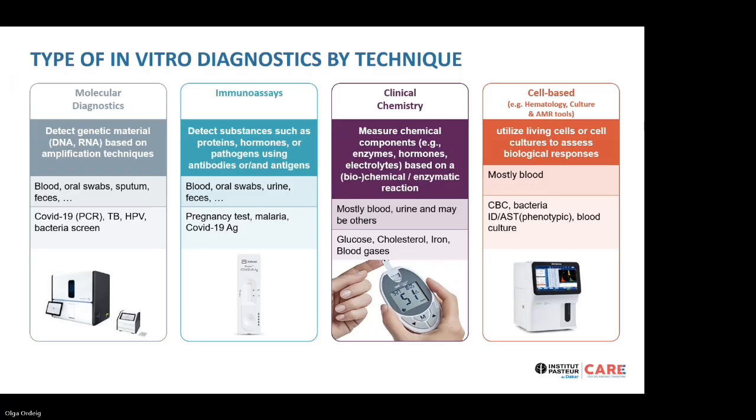Clinical chemistry, we were talking about clinical chemistry. Most of the time it happens in blood, but it can also use other sample types. Some examples would be when we measure cholesterol levels or iron levels. All the blood panel that we receive when we go to the doctor for the annual checkup, most of it is analyzed through clinical chemistry.